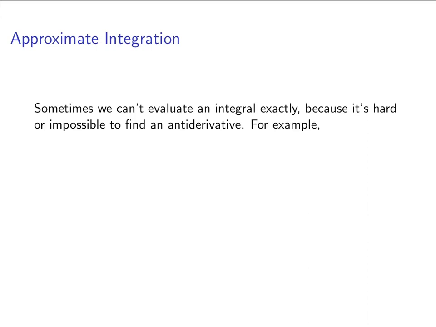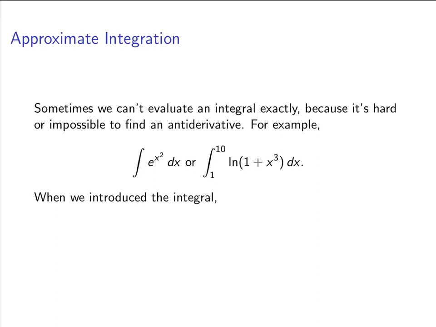As a couple of examples, here are two integrals that cannot be computed exactly because it is actually impossible to find antiderivatives. When we talked about the integral, we defined it as a limit of a Riemann sum. This was something that happened right at the end of calculus 1.